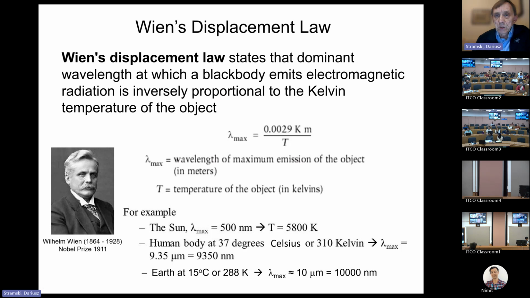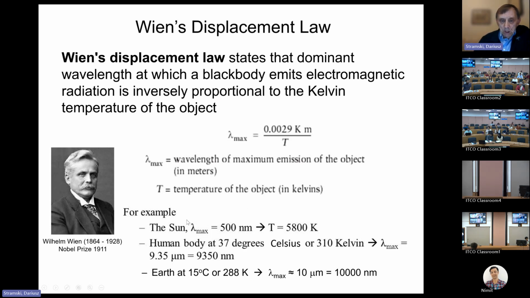And finally, Wien's displacement law, which can be derived also from Planck's law, but this law was independently formulated by Wilhelm Wien, based on empirical data, even before Planck formulated his law. And this law states that the dominant wavelength at which a black body emits electromagnetic radiation is inversely proportional to the Kelvin temperature of the object. So you see here this dependence of lambda maximum or lambda peak on the previous graph is inversely proportional to temperature. So this has very important implications.